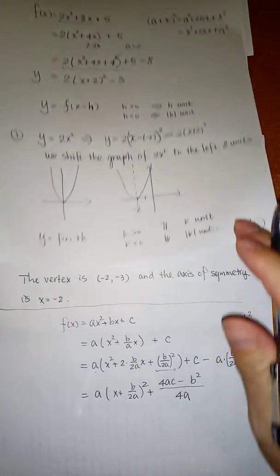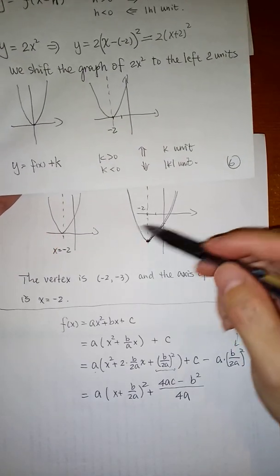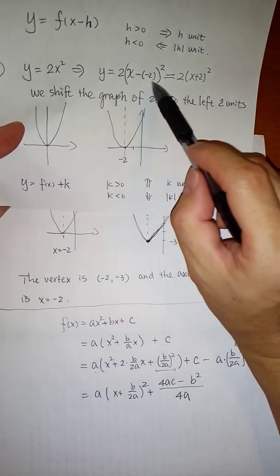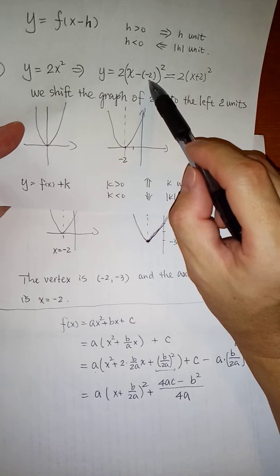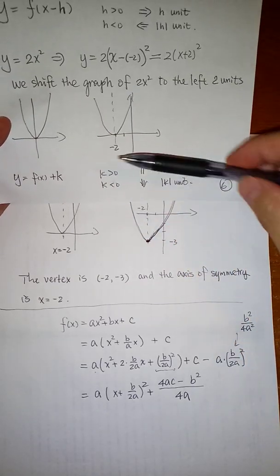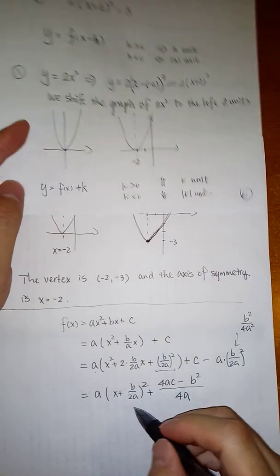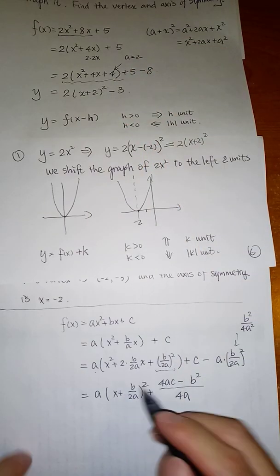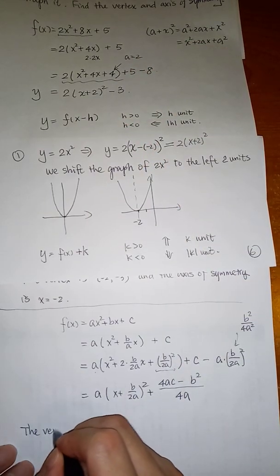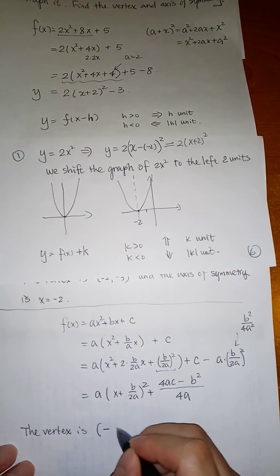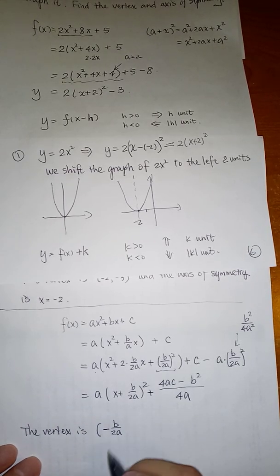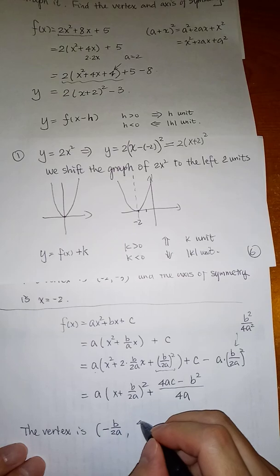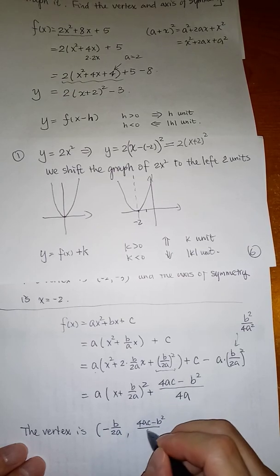From here, you see this -3, this -2, they are from this shift. You see here you have the shift. This is the vertex x coordinate. -3 is the vertical shift. So when you get the number, you must get a negative sign. Here is a plus, so you get the vertex is negative b over 2a, and this is the vertical shift, either up or down. So it's 4ac minus b squared over 4a.